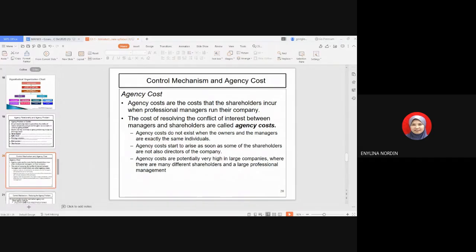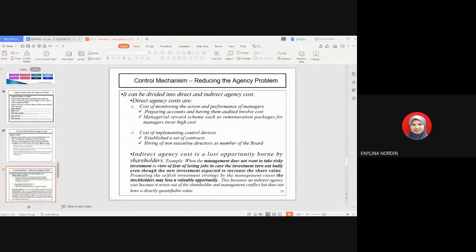So the agency costs can be segregated into direct and indirect. It can be direct agency cost and it can be indirect agency cost. For direct agency cost, this is the cost that the shareholders have to spend. This one can be quantified in RM. We can see the money that physically goes out from the company to be spent in order to make sure that the managers will be performing well and in the best interest of the company.